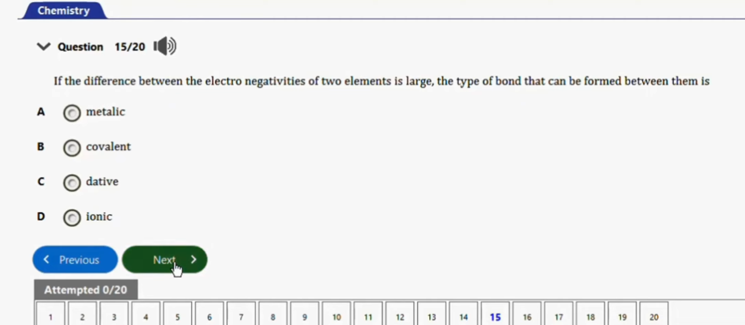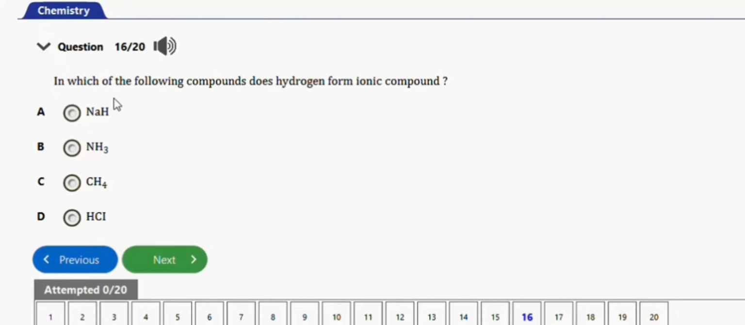The next question will be this one. It says in which of the following compounds does hydrogen form an ionic compound? Okay, we have sodium hydride, we have ammonia, we have methane, hydrogen chloride gas. This should be the gaseous form. So the right answer to this question would be option A, which is sodium hydride. Alright, so the metal sodium is reacting with the non-metal hydrogen here. Hydrogen serves as a non-metal. Okay, so that's it for this question.